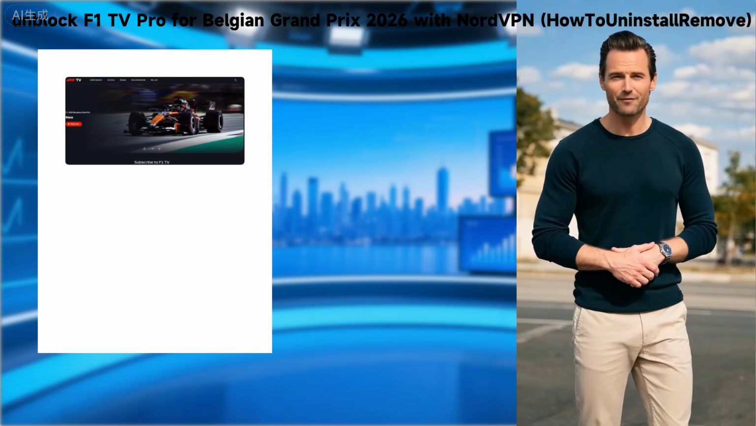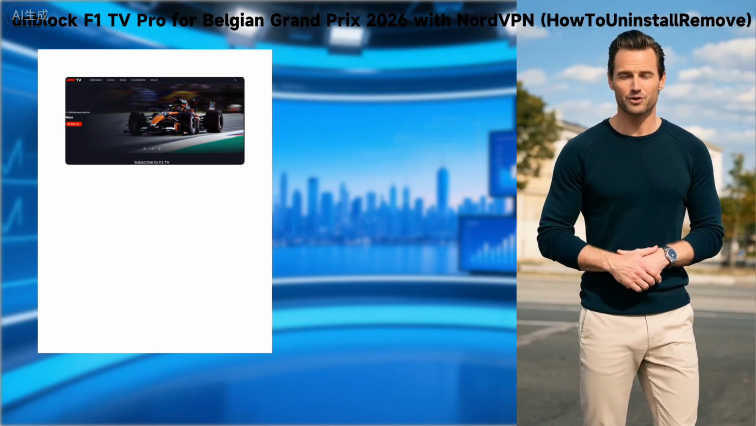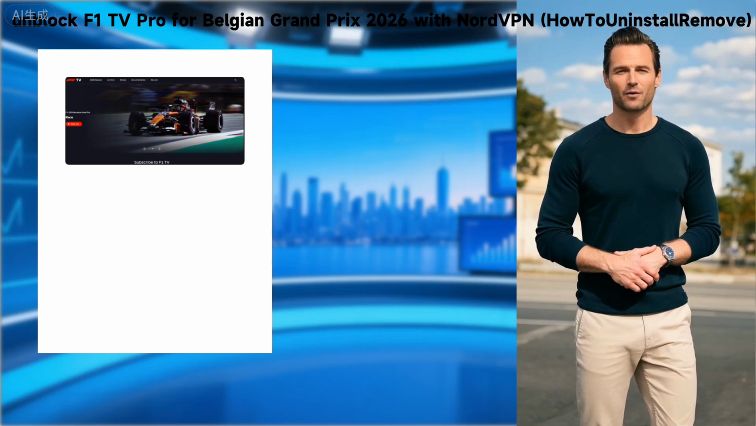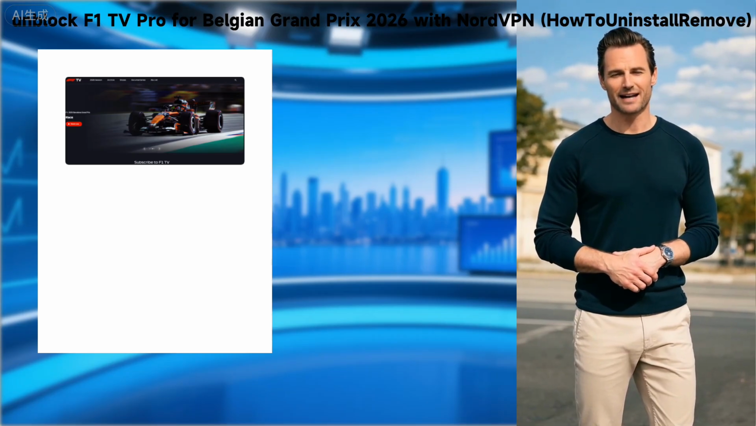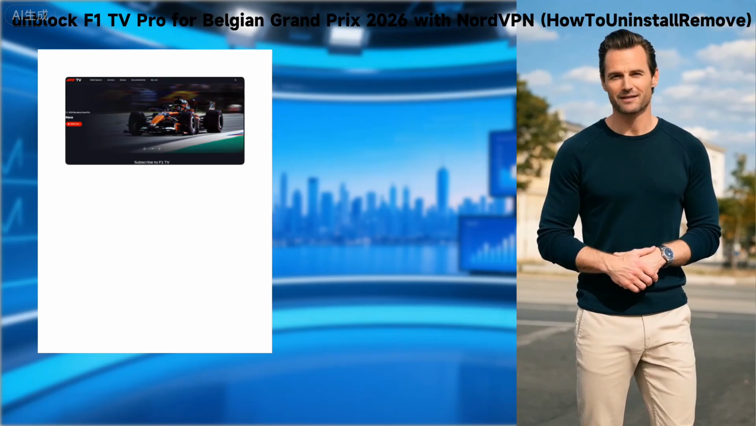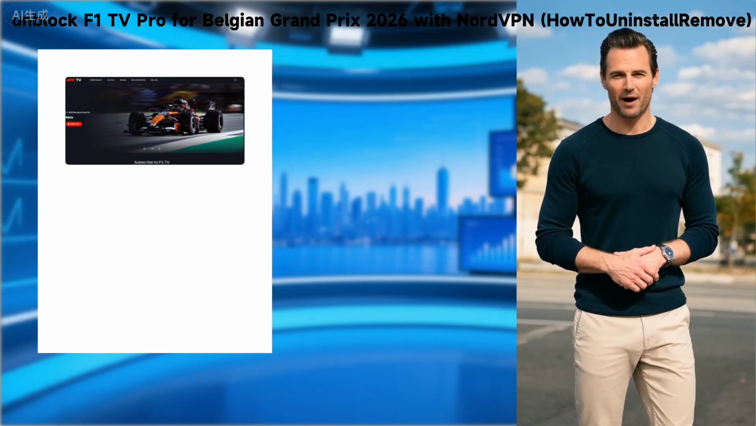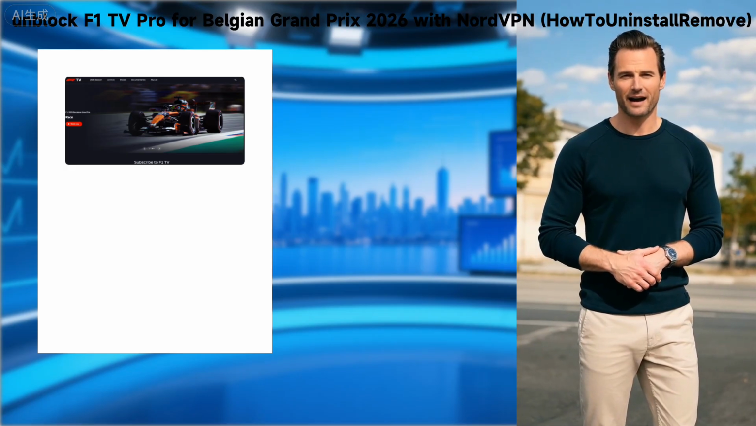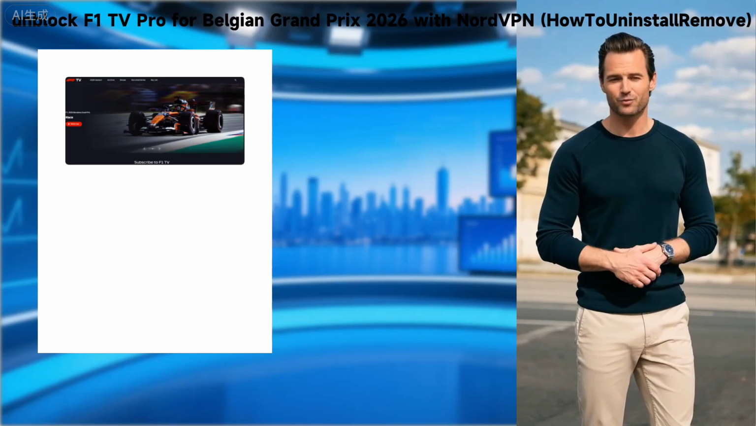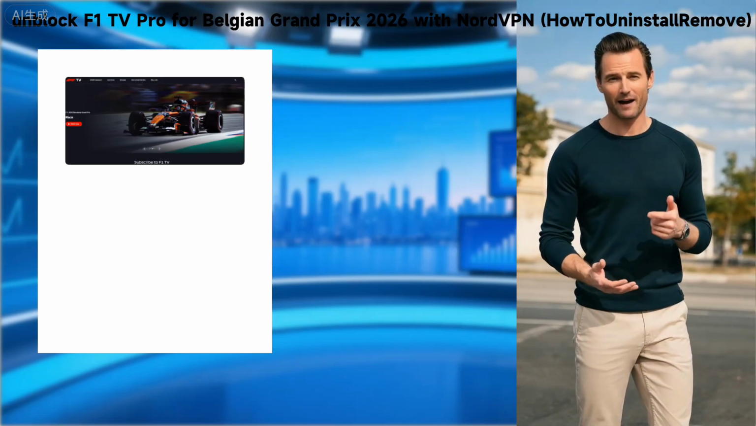Step-by-step, unblock F1 TV Pro for Belgian GP 2026 with NordVPN. 1. Requirements. An active F1 TV Pro subscription or create one. NordVPN installed on your streaming device: Windows, macOS, iOS, Android, Fire TV or router. An updated F1 TV app or browser.